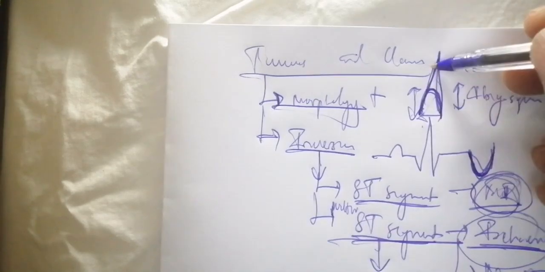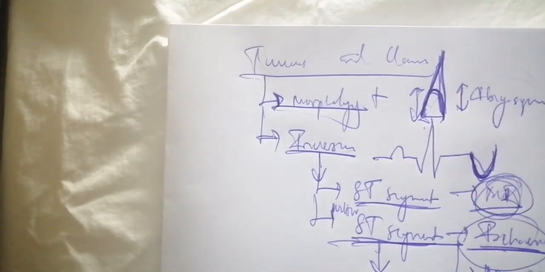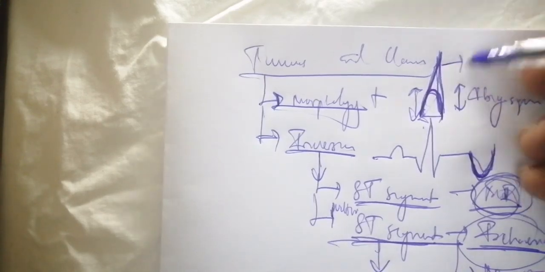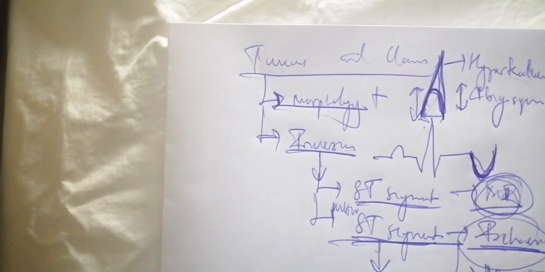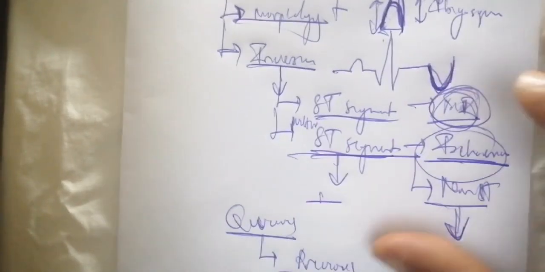Is it clear? And that tall peaked T wave generally occurs in hyperkalemia. So in hyperkalemia, you're going to have what is called tall peaked T waves. So those are the different elements that you have to visualize here. The next point of this tutorial is going to be the U waves.